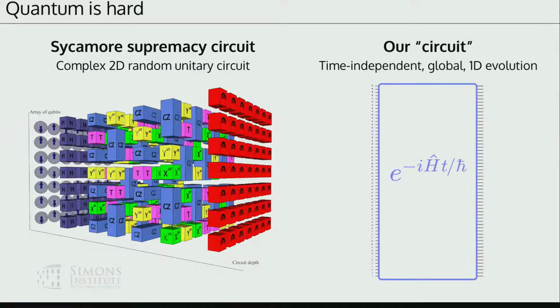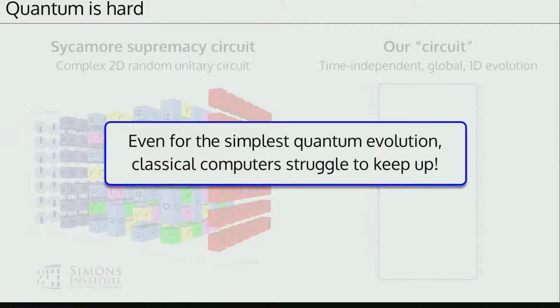Whereas what we're doing here is basically time-independent global one-dimensional evolution. It's the simplest and most natural type of quantum evolution you can imagine, and yet still we're finding classical computers struggle to keep up. And there's interesting physics that's actually being discovered along the way, as Sunon was just mentioning a moment ago. With all that said, we have a fidelity, we're able to benchmark our system.